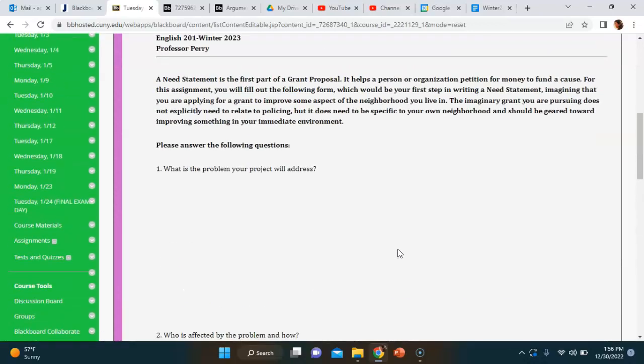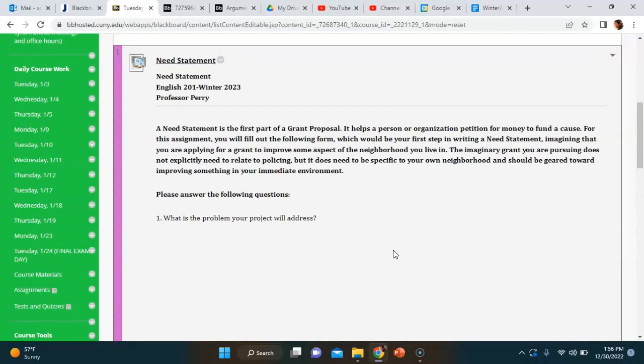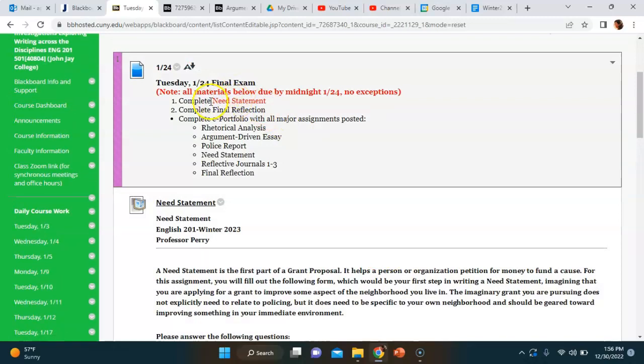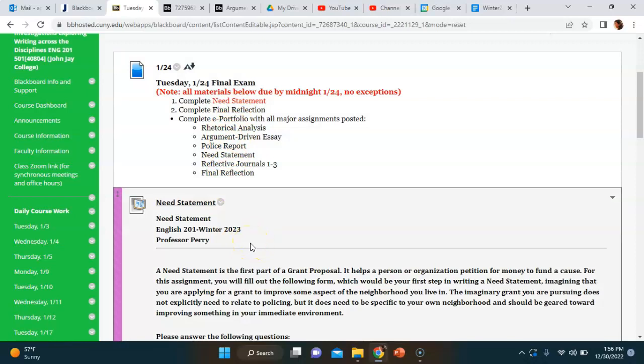So that is the needs statement, and that is the very last major assignment of the semester that you want to do right before you complete the final reflection, and then make sure that your e-portfolio is all assembled. All right.